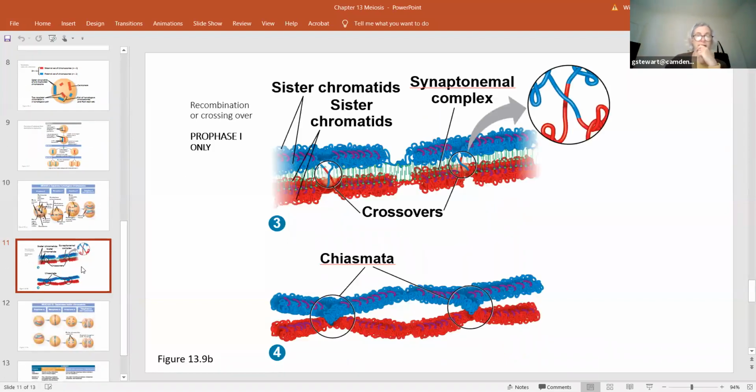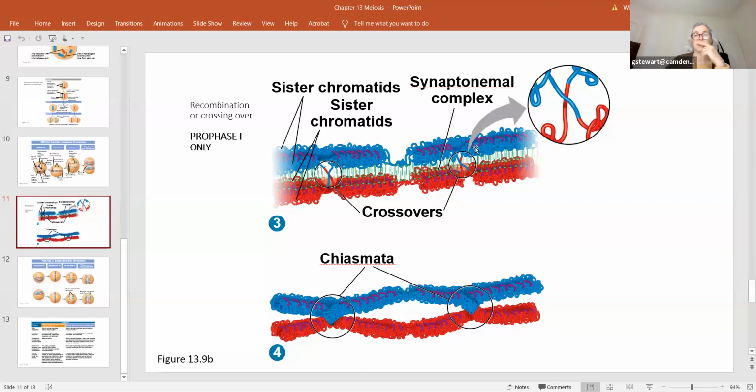Oh, I like that picture. There's a good picture of the crossing over. And yes, you need to know the vocabulary for the crossing over as well. I didn't mention it during our discussion, but the actual proteins that hold the sister chromatids or the tetrad together, that's called the synaptonemal complex. And then you can actually see the crossing over that's happened here only in prophase 1. And the marks of where there has been a crossing over, that's what the chiasmata is.